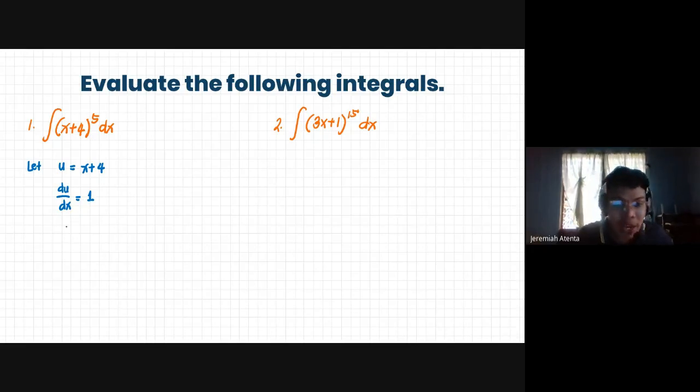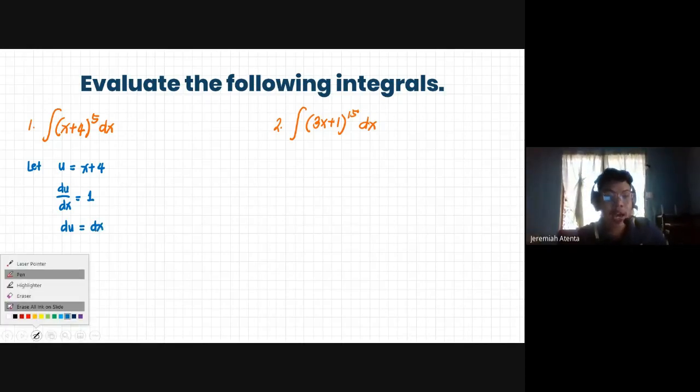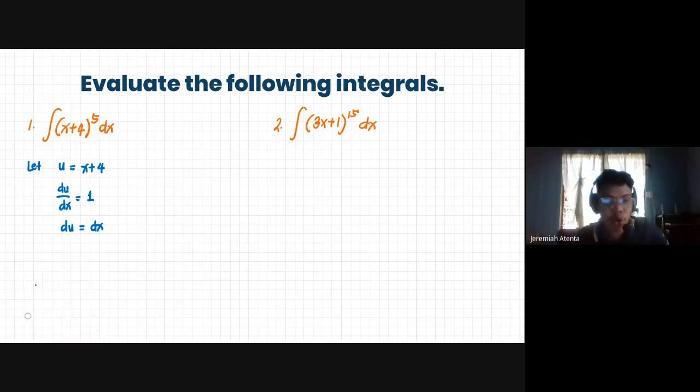So it will follow that du will now be equal to dx, right? So what I did here is I eliminated the denominator. I multiplied dx on both sides, right? So you already know this one. Let me clarify: from that, this dx will be canceled out. So you have du equal to 1 dx, or just dx.